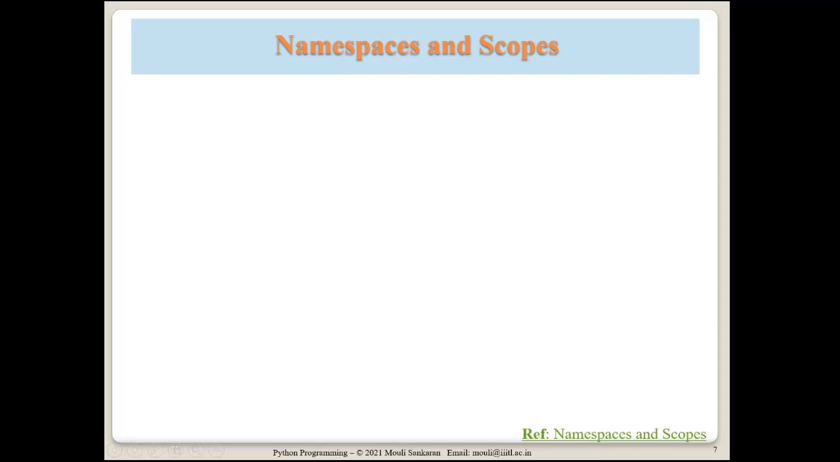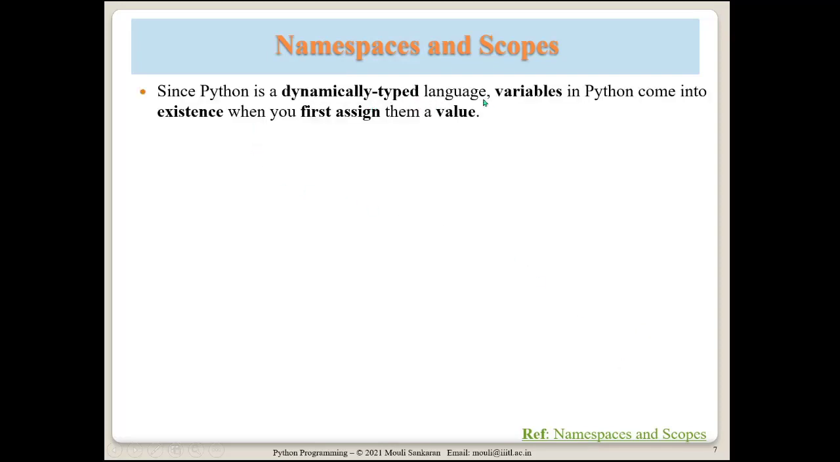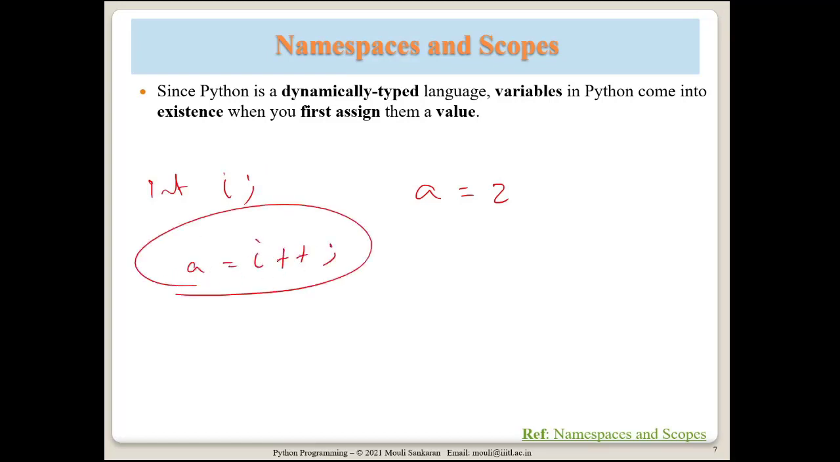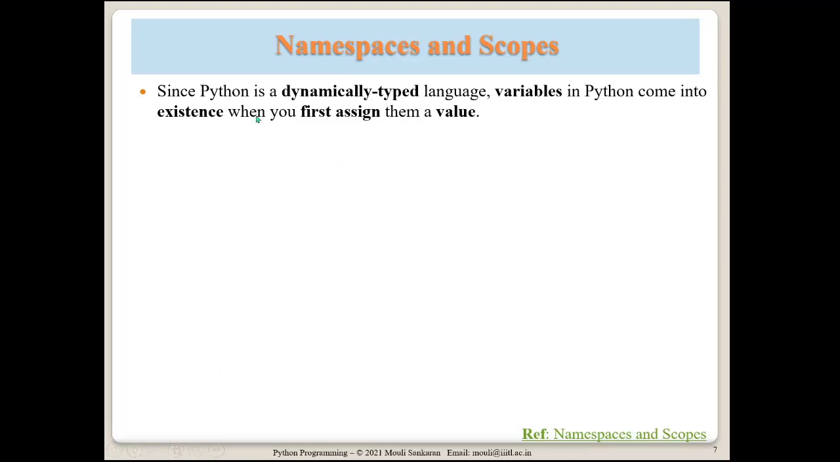Now, what are the namespaces and scopes? Since Python is a dynamically typed language, variables in Python come into existence when you first assign them a value. This you are aware of already. That's a safety measure here: you cannot have any uninitialized variable in Python, whereas you can have a local variable int I in C, which will never be initialized, and you can even use it without knowing. Some compilers are intelligent enough to say that it is uninitialized, but some compilers will still allow you. So those kinds of issues are not there in Python: any variable becomes alive only when you assign some value to it and associate it with a label.